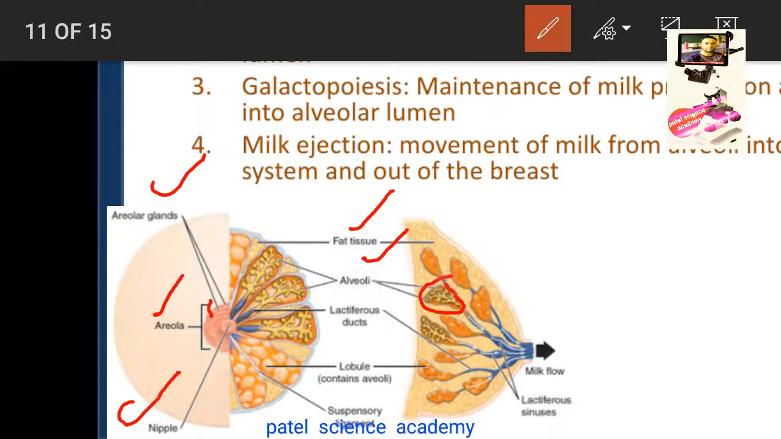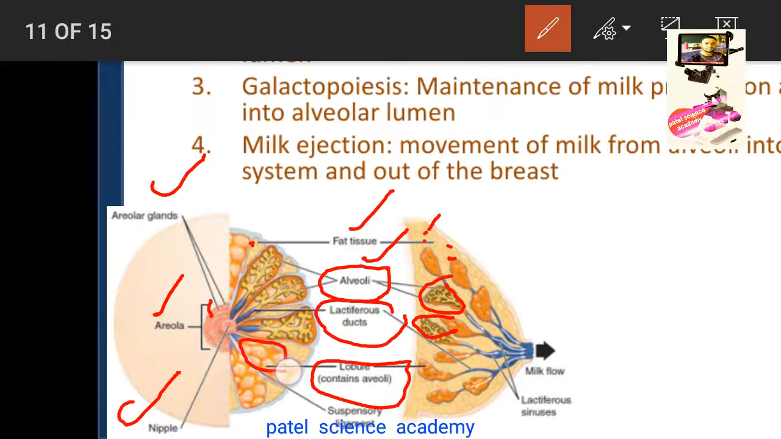You can see here, this is alveoli, these are fat tissue, and in this alveoli there is a duct which is connected. This alveoli is connected to this duct, lactiferous duct, and there are also lobules. These lobules consist of different alveoli. You can see here, these are the lobules, and in these lobules there are different alveoli. This alveoli is connected to the lactiferous duct by which the milk will come out from the body, from this mammary gland, from this breast.